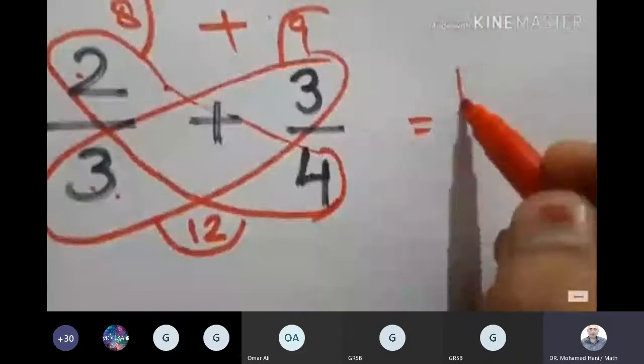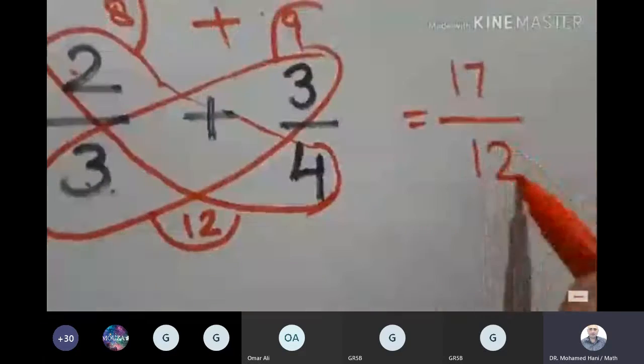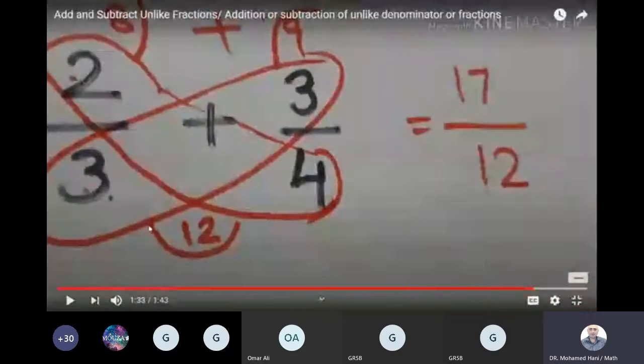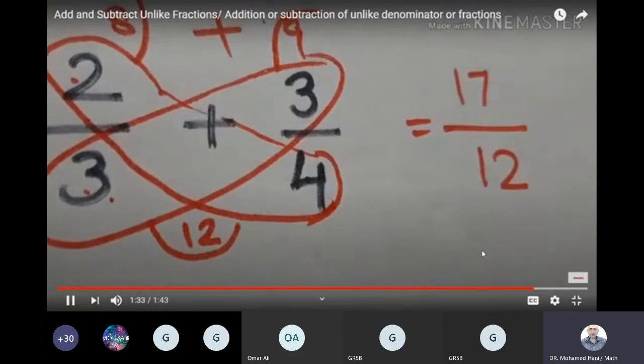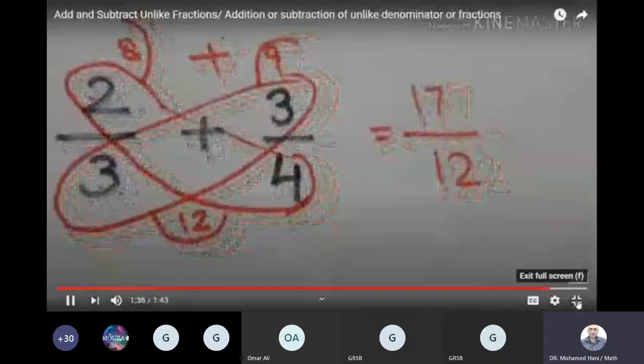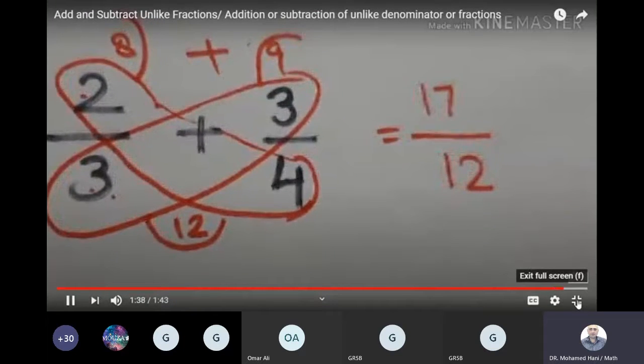So 8 plus 9, 17 over 12. In this example, I can't do the easy way. So 3 times 3 will be 9 and 4 times 2 will be 8. Then draw now the line of fraction, and down here the product of the denominators. 4 times 3 will be 12. So put here 12. Now here we have add. 8 plus 9 will be 17. So this is the shortcut or the easy way. Continue. So this is the butterfly method, a very easy method to solve the unlike fractions.